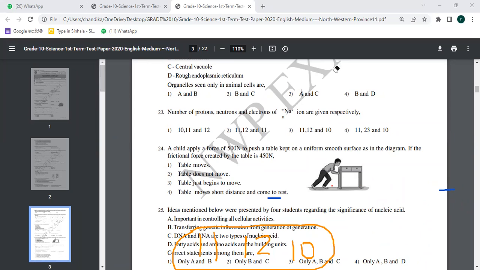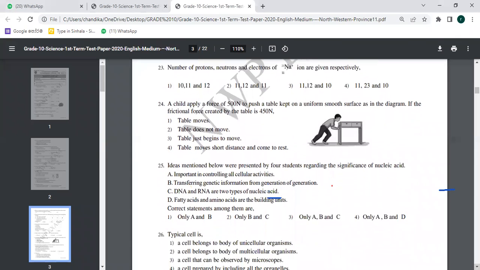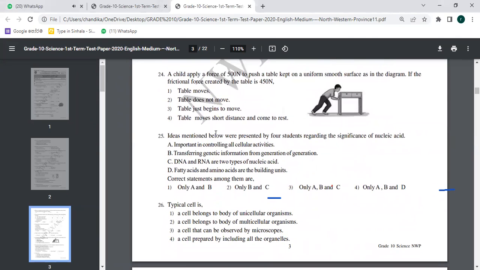Answer 3. Next question is question number 24. A child applies a force of 500 Newton to push a table kept on a uniform smooth surface as in the diagram. If the frictional force created by the table is 450 Newton.